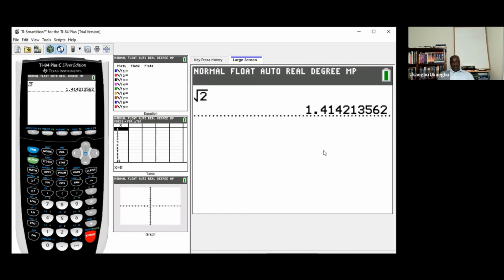Same number. So what can we conclude from that? That we can actually multiply, add, and subtract numbers in radical form.